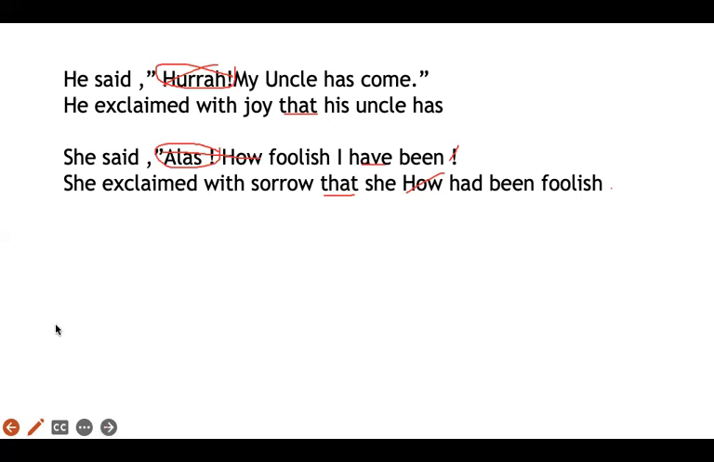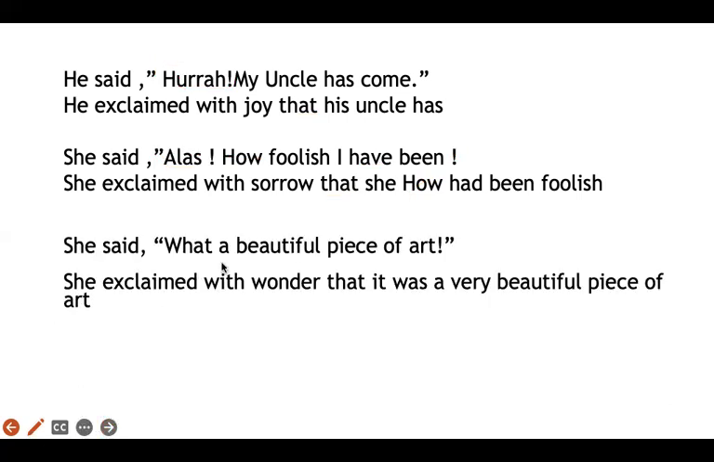Okay, let's see. She said, what a beautiful piece of art. She exclaimed with wonder, because it's not sorrow, it's not joy, it's wonder. She exclaimed with wonder that it was a beautiful piece of art. Please remove what. That it was a, we need past tense. You see, we have to have the past tense. Okay, here also, this is a mistake over here. It should have been had come, okay? That his uncle had come. So we keep this in view, that we need to change the tense also.